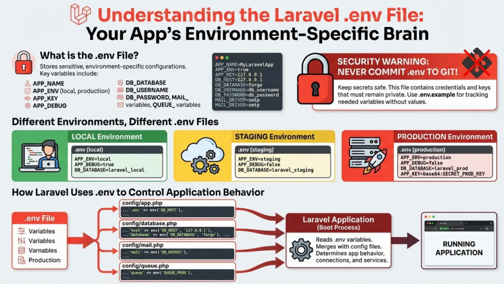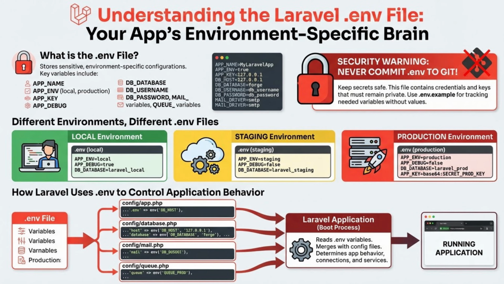One of the most important rules in Laravel development is that you should never commit your .env file to Git or make it public because it contains credentials and private keys that must remain hidden. Laravel provides a .env.example file specifically so you can share the structure of your environment variables without revealing sensitive information.